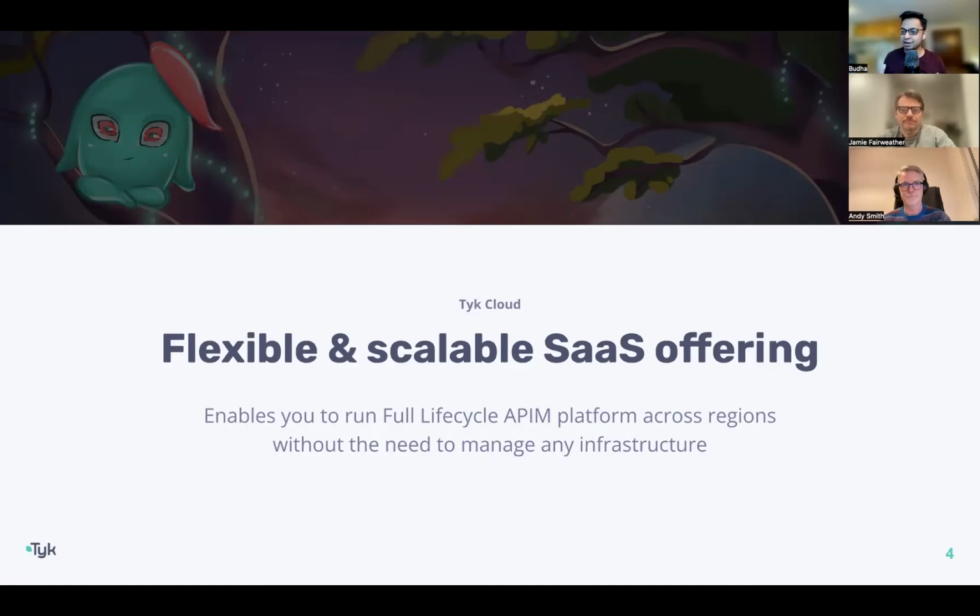And as part of one of the offerings that we have at Tyk is Tyk Cloud. So Tyk Cloud is a flexible and scalable SaaS offering. It enables you to run your full lifecycle API management platform across multiple regions, across different regions, without the need for managing any infrastructure. So that ties us back to some of the key issues that we were looking at from a growing pains point of view.